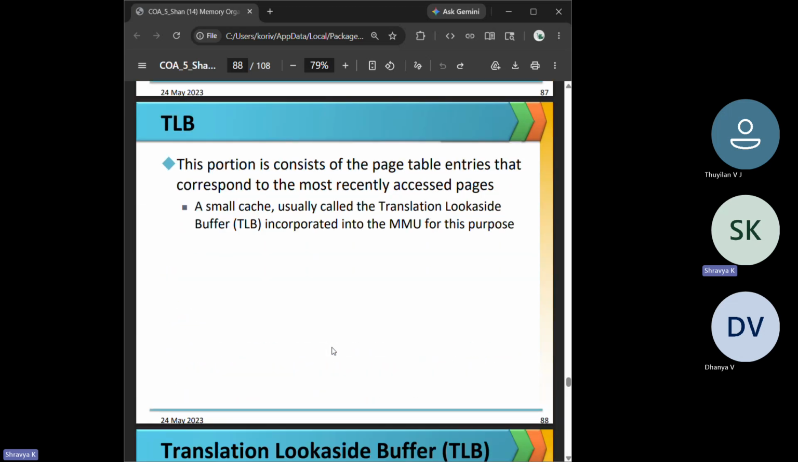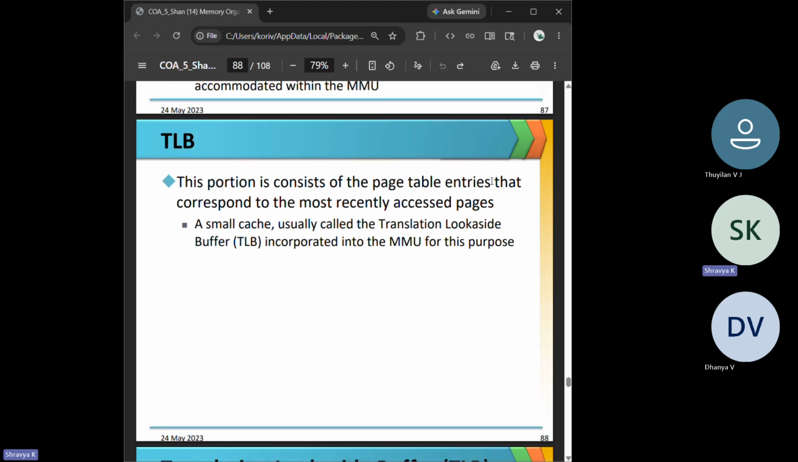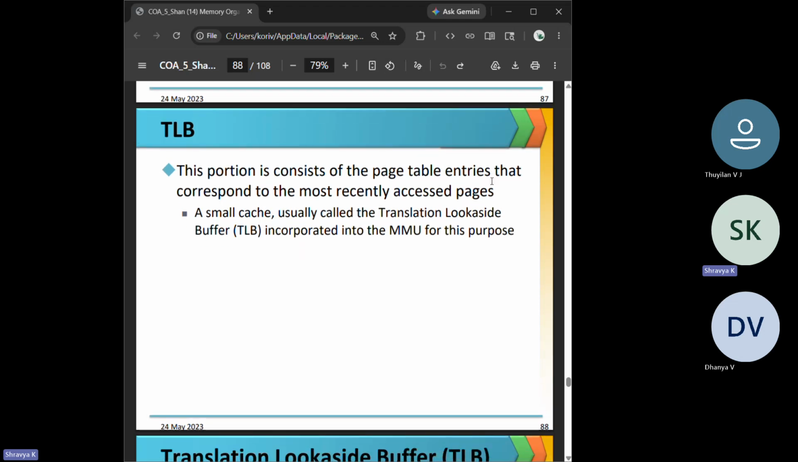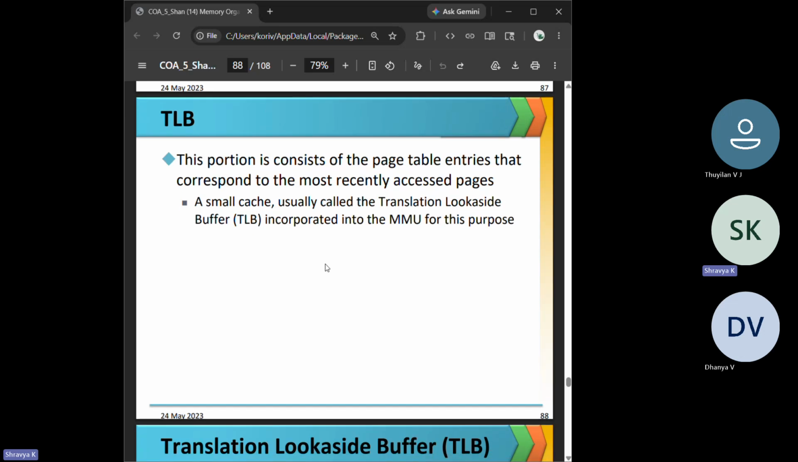And this portion consists of the page table entries that correspond to the most recently accessed pages. Again, it's analogous to how we use the least recently used algorithm to kick out the blocks we were using previously in the cache. We wanted to maintain the most recently used ones, right? Similar to that, over here the TLB wants to retain the most recently accessed pages, right? So a small cache called the translation lookaside buffer, the TLB, is incorporated into the MMU for this.